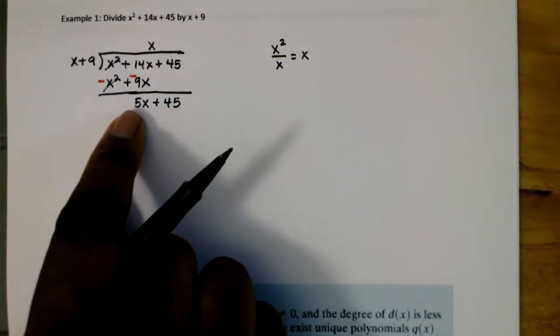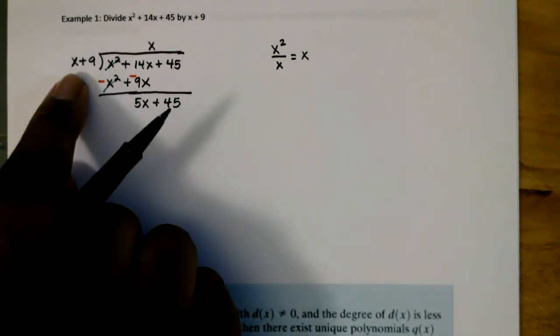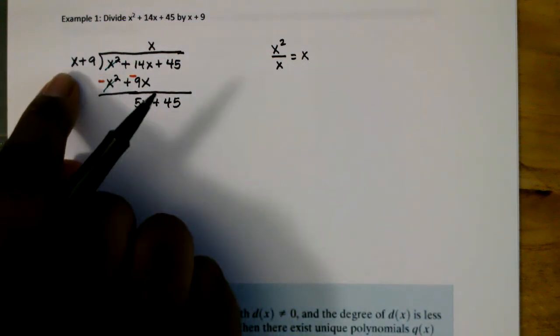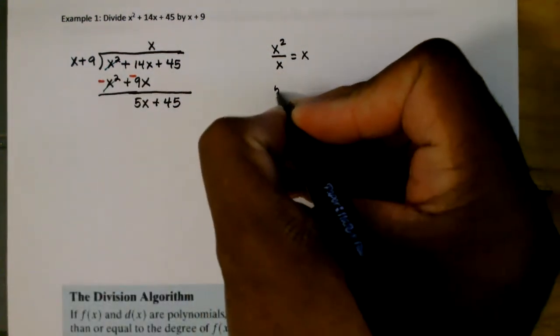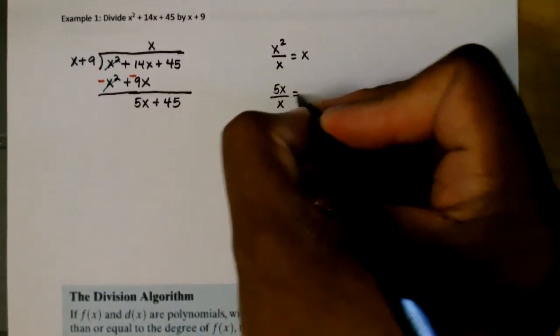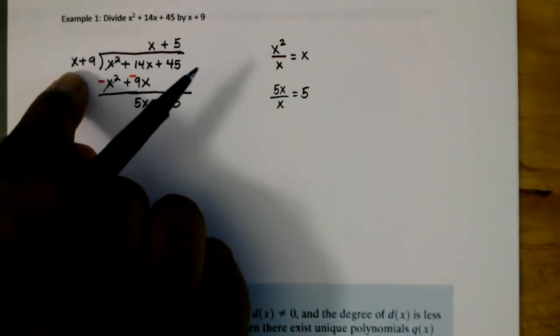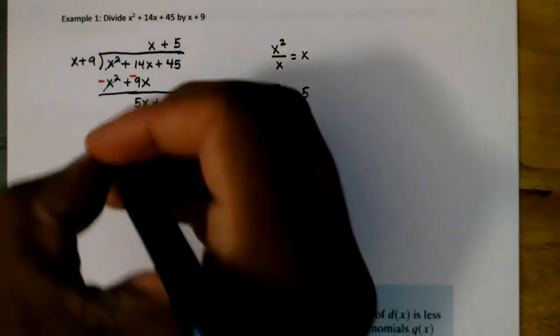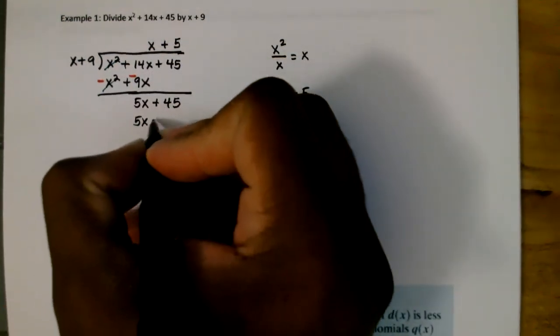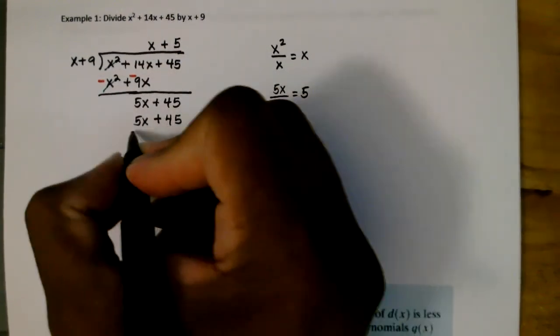So here, I'm going to take the first term of what's left, divide that by the first term of your divisor. So here I'm going to do 5x divided by x. Well, 5x divided by x would just be 5. And it's a plus 5, so I put plus 5 in the quotient. And then I'm going to multiply that 5 times the x plus 9. So 5 times x will be 5x. And then plus 9 times 5 would be 45.